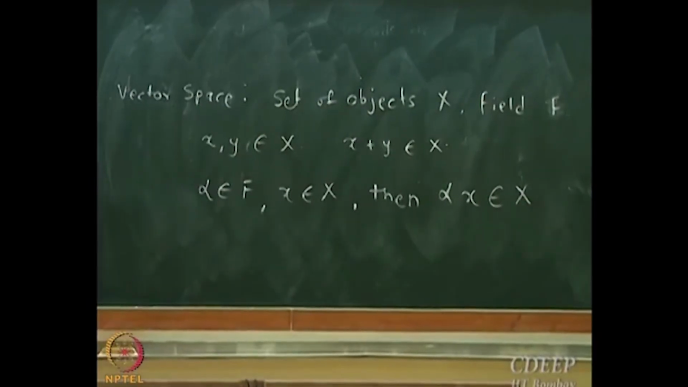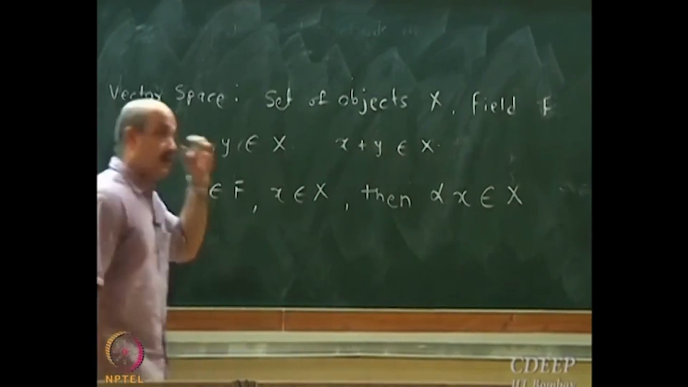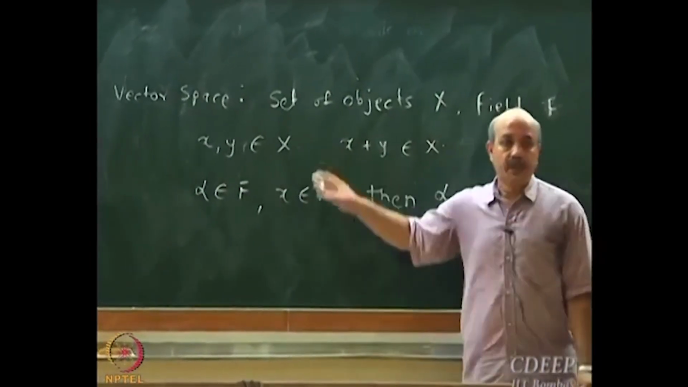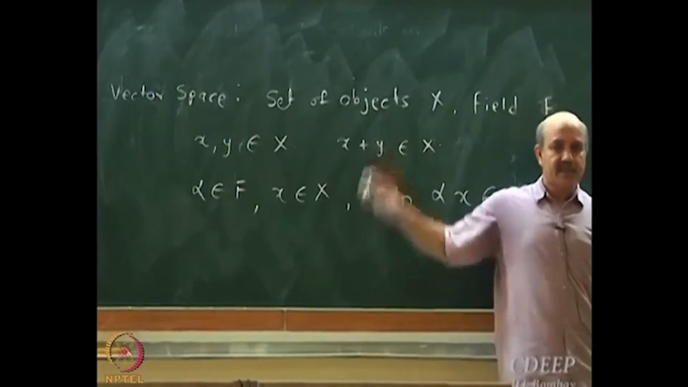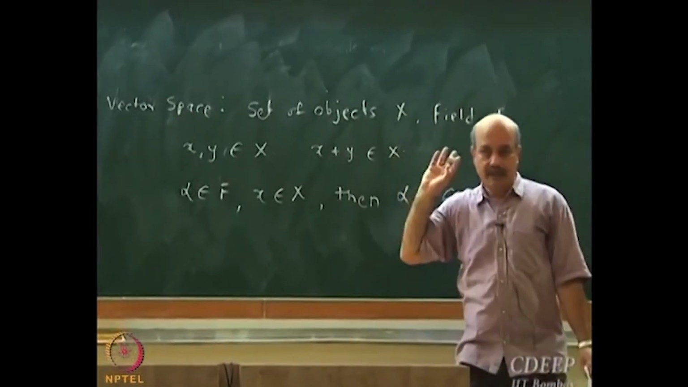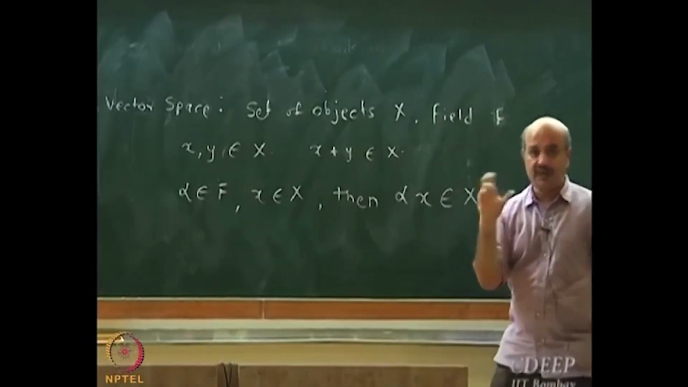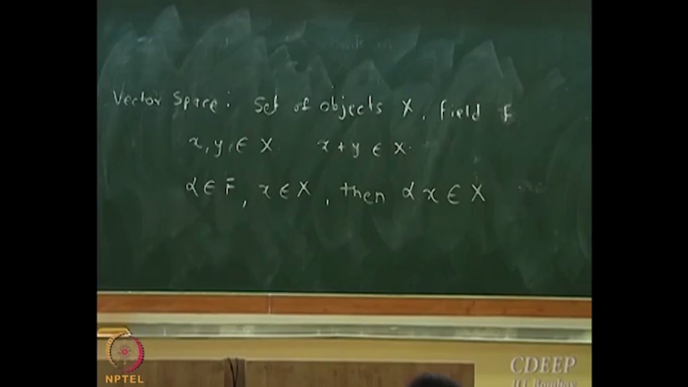So a vector space, a concept which is a generalization of three-dimensional vector space, is nothing but a set of objects which is closed under these two operations, given the field F. It depends upon the combination. So these X and F are a combination. You cannot separate them. You have to consider them together.